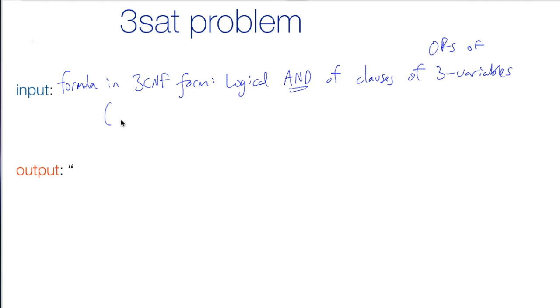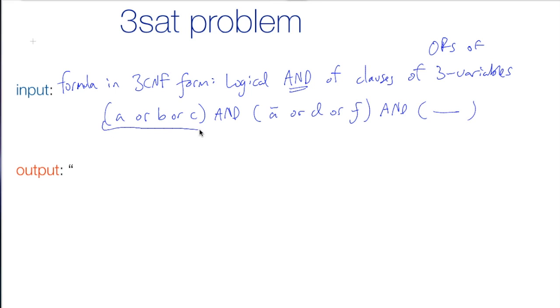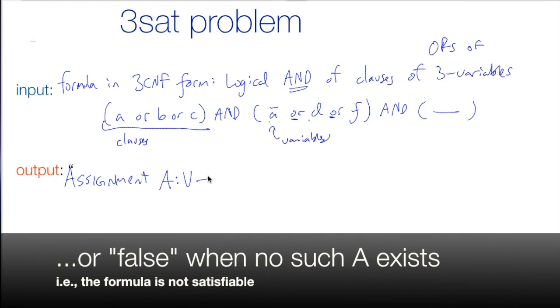Okay, so the formula is going to be A or B or C and not A or D or F, and so on. These are what are called the clauses, and these are what are called the variables. There are 3 variables in each clause, and they're all ORed together. The output is going to be an assignment which maps the variables to true or false such that the formula is true. Let me give you an example of one of these.